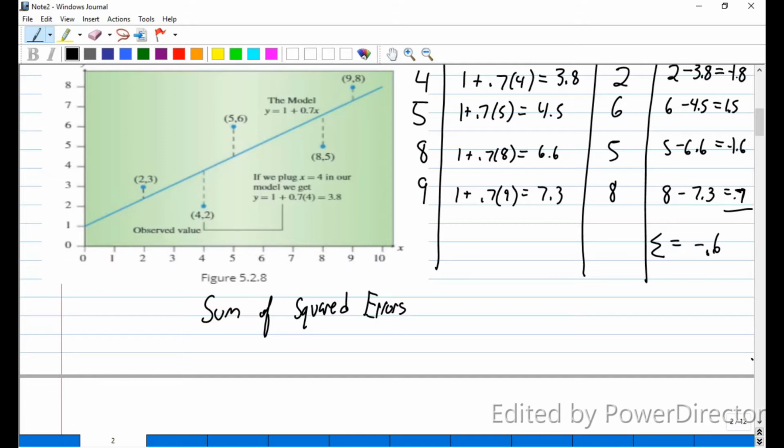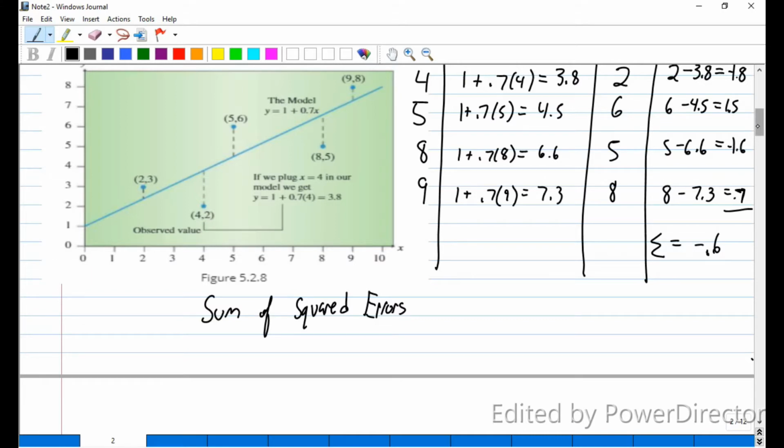So why would that be good? Because some of the errors, you notice, were positive and some of the errors were negative. So it's kind of like some of them canceled each other out. But if we square each error, then we're going to have a value that will be positive. And it's a better way of measuring the total error. Okay? So the sum of squared errors, you take each error and square it.